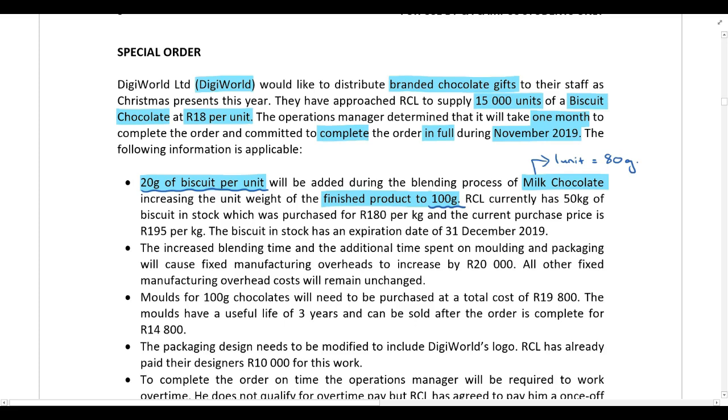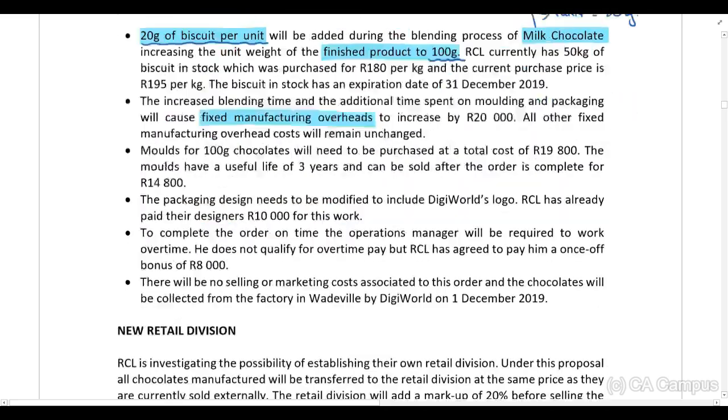The increased blending time and the additional time spent on molding and packaging will cause fixed manufacturing overheads to increase by 20,000 Rand. All other fixed manufacturing overhead costs will remain unchanged.